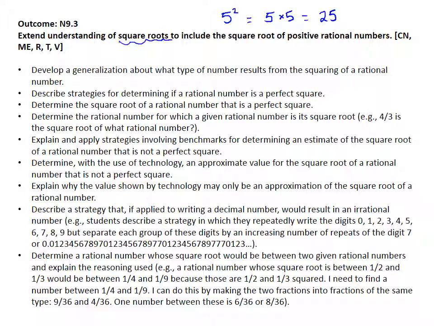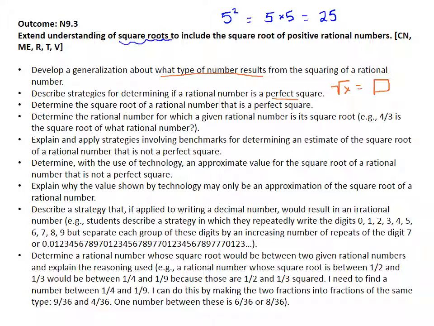So keep that little tidbit in mind and you will be fine with square roots. So let's have a look at the indicators real quick. Looking at what type of number results from squaring of a rational number. Determine some strategies to decide if a rational number is a perfect square. So if you actually took the square root of that number, you would get a whole number, like the root of 25 would be 5.